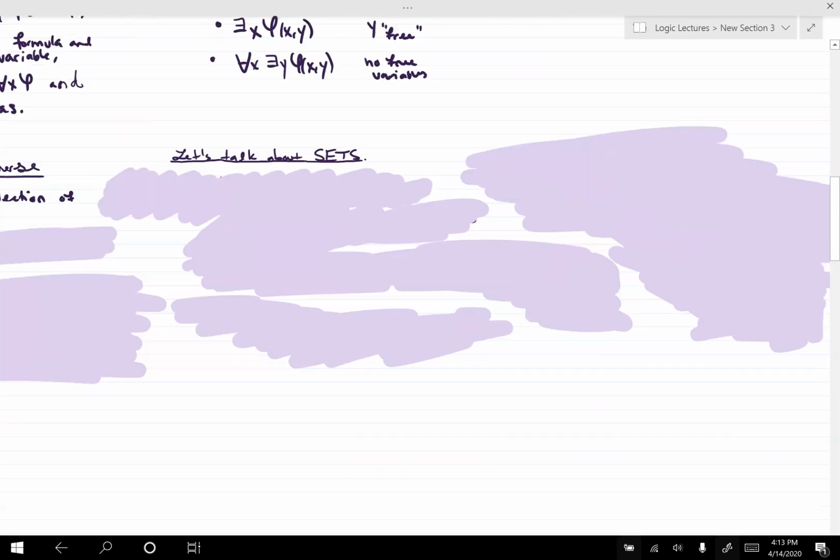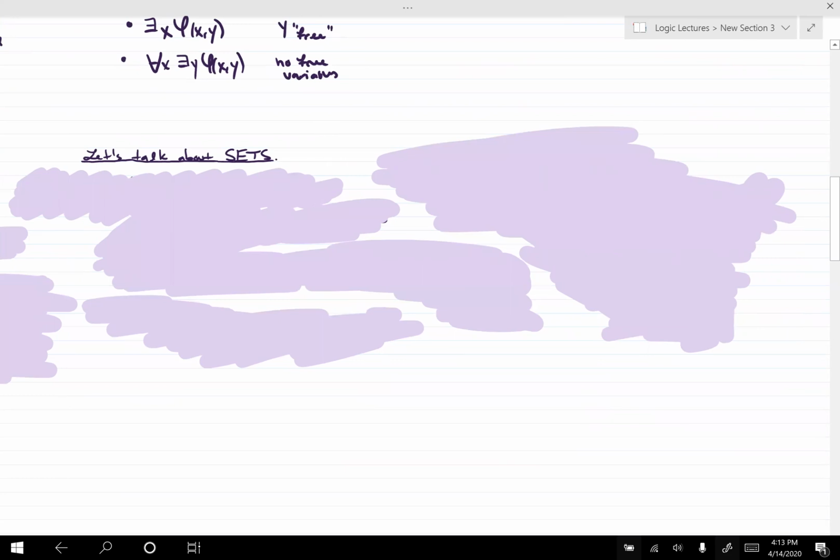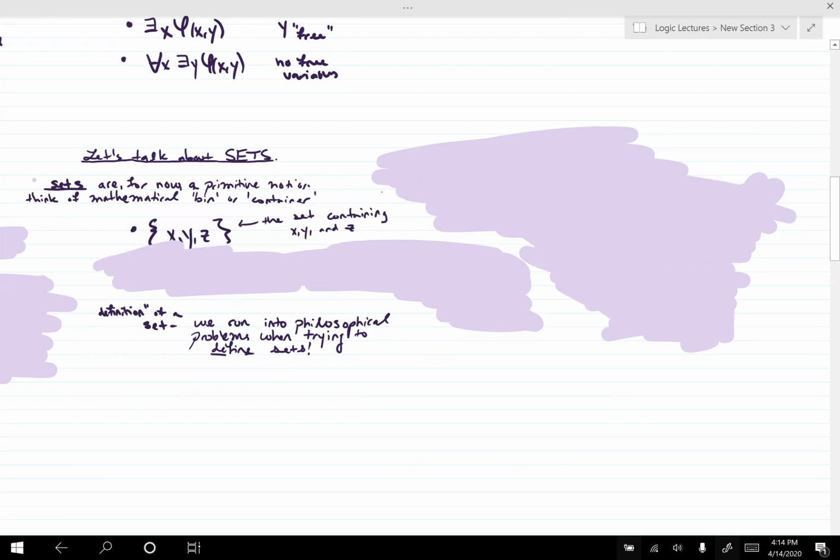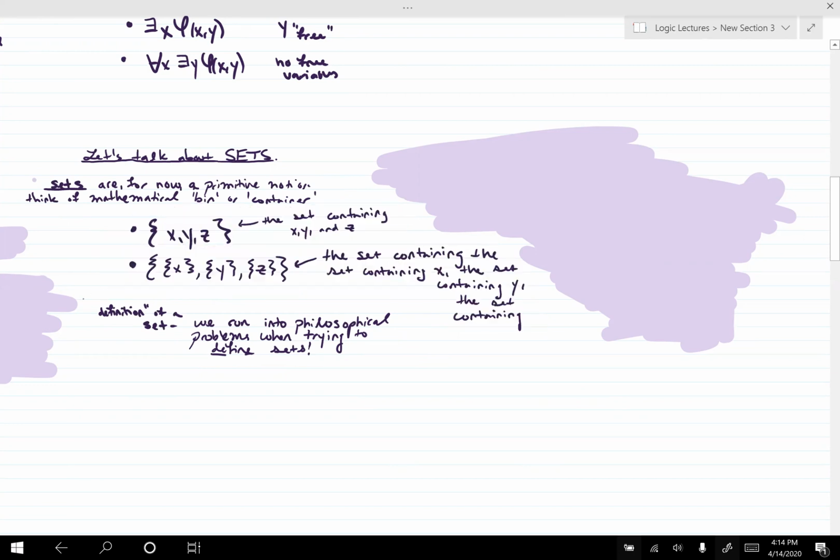Let's talk about sets. I wasn't actually intending on doing this at first, but people were asking, what is a set? How do you define a set? And we have problems when we try to define what a set is. So I was just saying, for now, don't think about it too hard. It's just a bin. It's just a collection of things. And here's the bin containing X, Y, and Z. And we can stack them like Russian dolls.